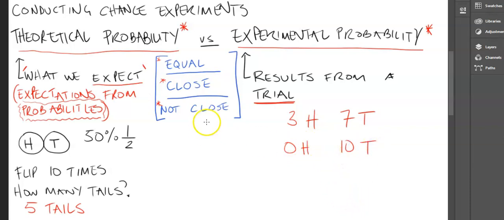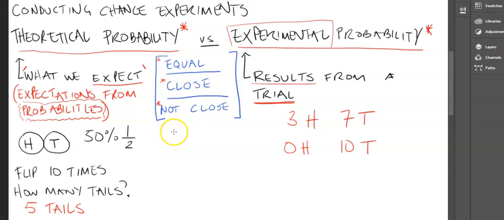Okay, that's not close at all. Experimental probability is actually experimenting with the trial itself and trying to see what your results are based on what we want to find out.